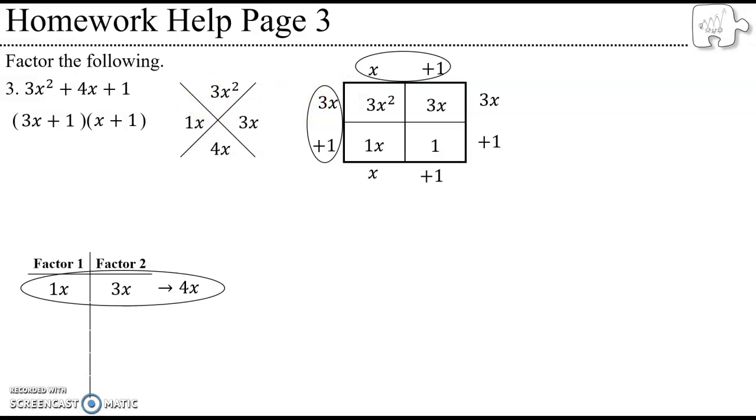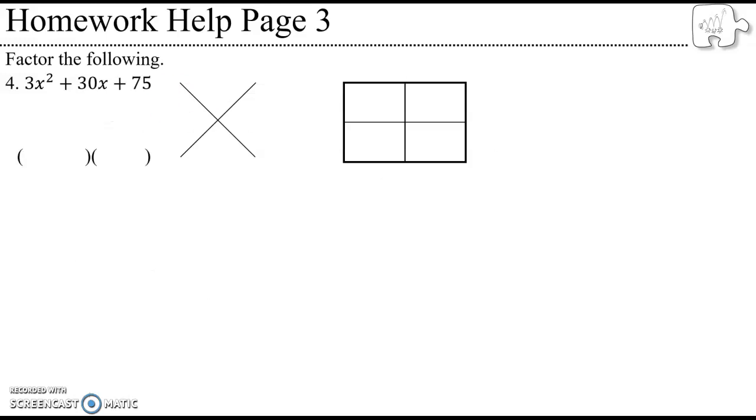Alright, so now we got one more problem for you. So now we got 3x squared plus 30x plus 75. And now this problem's worrying me because I'm sitting here thinking these are all pretty big numbers. I don't want it, like 3x times 75 is like 225x squared. Do I want to think about all the numbers that multiply together to give me 225x? Because that seems kind of difficult.